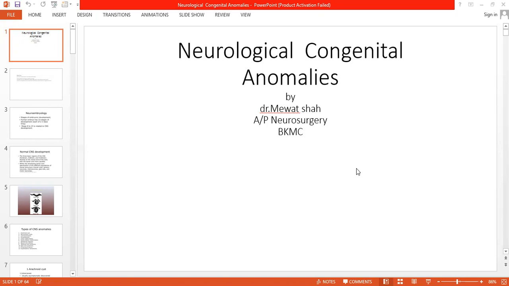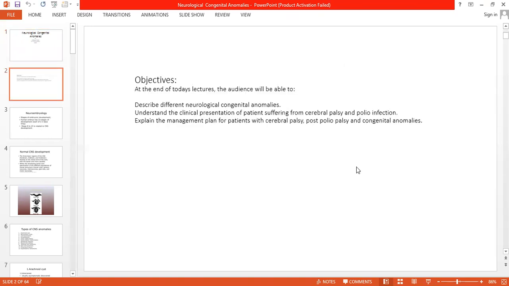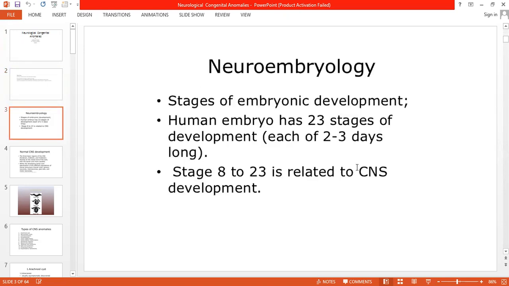So, starting with congenital neurological disorders. The objectives of today's presentation are to describe different neurological congenital anomalies, understand the clinical presentation of patients suffering from cerebral palsy and polio infection, and explain the management plan for patients with cerebral palsy, post-polio palsy, and congenital anomalies. Starting with congenital neurological anomalies.